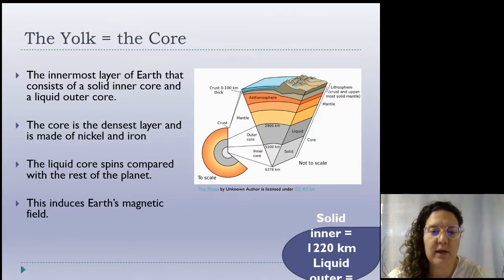It's about 29,000 kilometers thick, and it is in the darker gray. And then below that, we see the inner core at 5,100 kilometers, and it's solid. And none of these are exactly to scale.